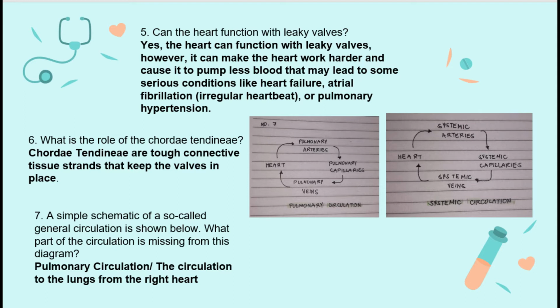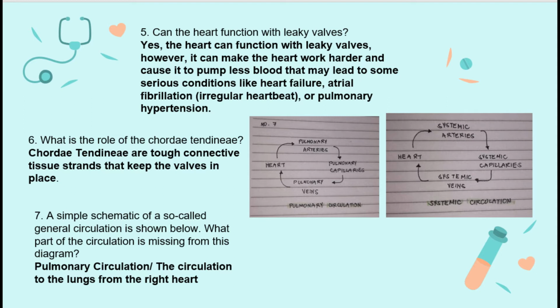For number 7, a simple schematic of the so-called general circulation is shown below. What part of circulation is missing from this diagram? Our answer is the pulmonary circulation, or the circulation to the lungs from the right heart. Correctly draw the diagram as best you can to make it depict a complete systemic or pulmonary circulation and rename the general circulation as the correct subcirculation.